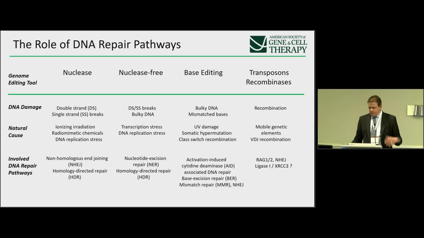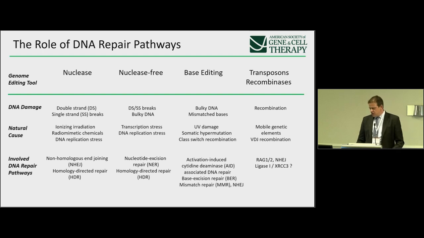So what I try to do here is put them in different brackets, showing which repair pathways deal with different genome editing in cells. For example, the double-strand breaks mediated by nucleases usually look like ionizing radiation or replication stress, and they're usually dealt with by non-homologous end joining or HDR-mediated repair. Nuclease-free editing, which I will talk about a bit later, is a little more complicated, but mostly looks like transcription or replication stress, and that's usually dealt with by NER or HDR.